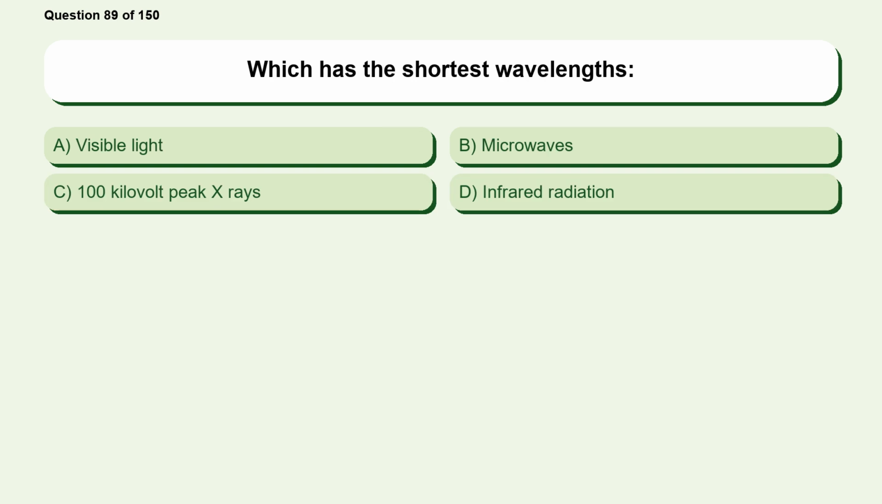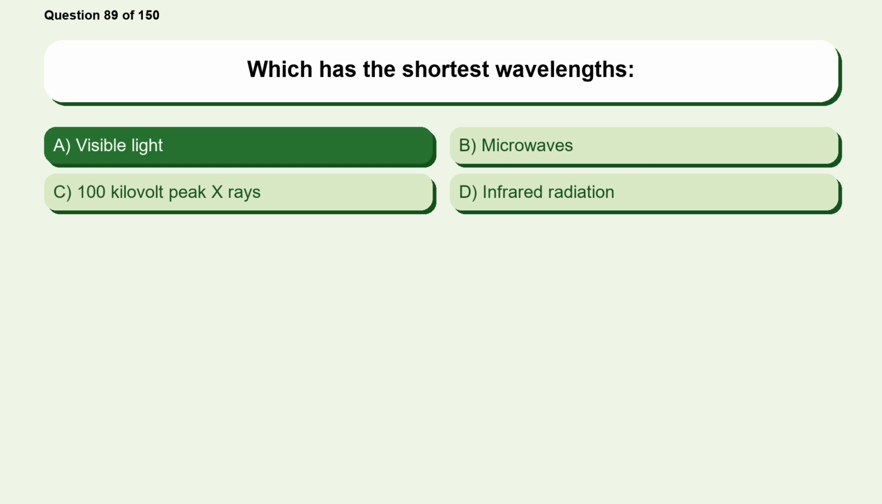Question 89. Which has the shortest wavelengths? Option A, visible light. Option B, microwaves. Option C, 100 kV peak X-rays. Option D, infrared radiation. The correct answer is option C, 100 kV peak X-rays.